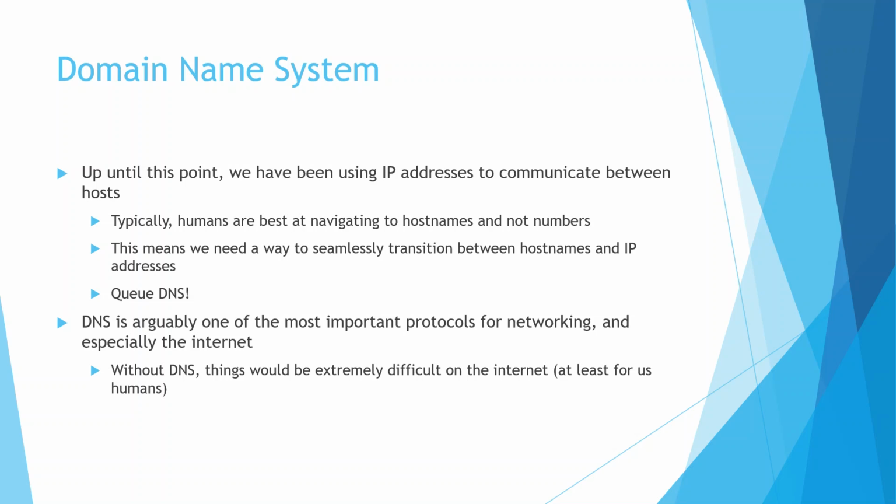Machines, on the other hand, or computers and servers, are all about numbers. I mean, they operate basically in binary. When you think about getting to the CPU level or to the network transfer level, we're dealing with bits and bytes there. So ones and zeros when we're talking about bits. But basically, this means that we need to find a way to seamlessly transition between host names and IP addresses. So this is where we cue DNS.